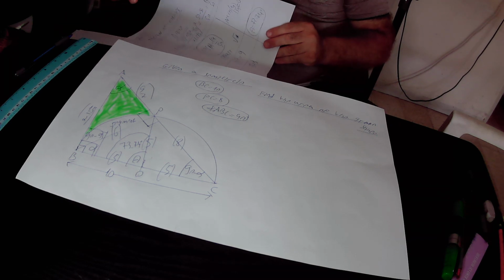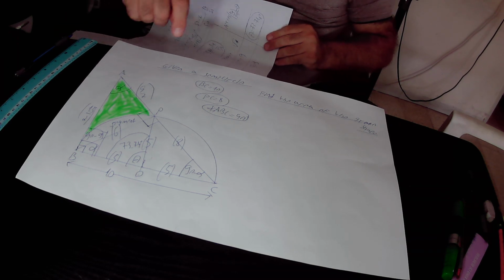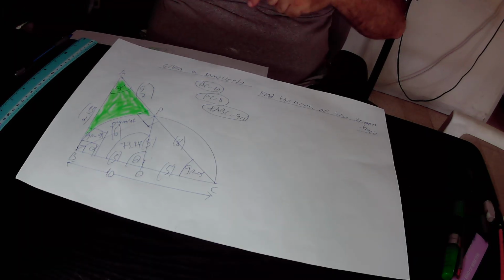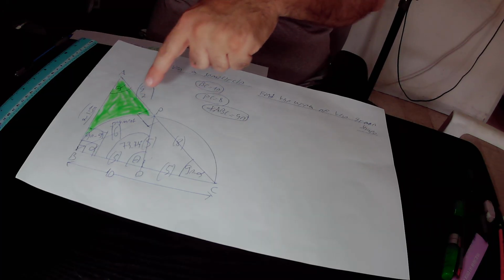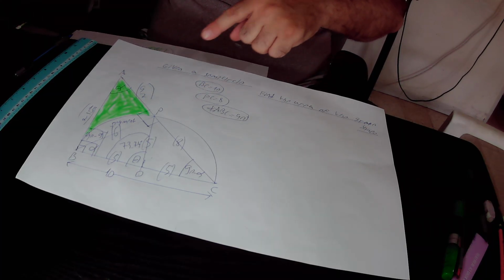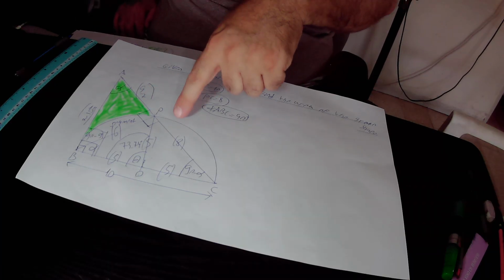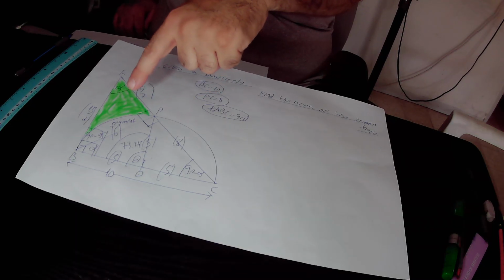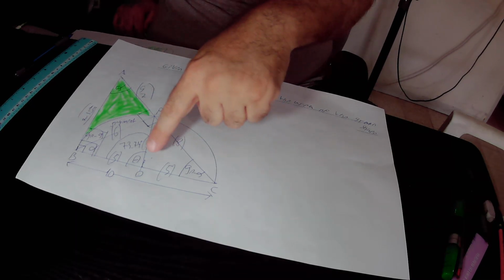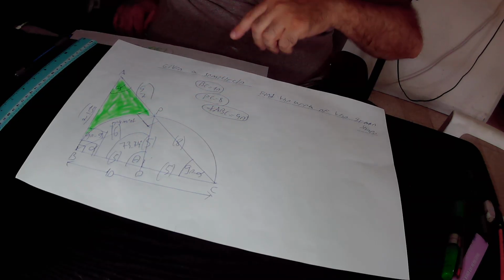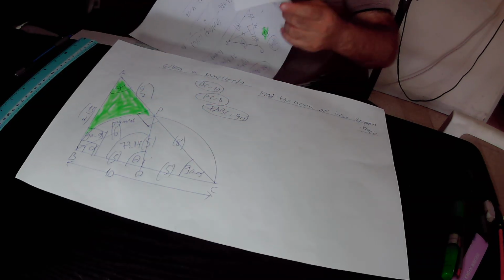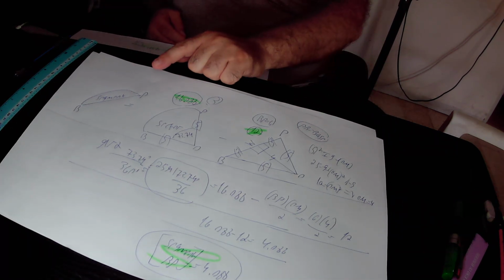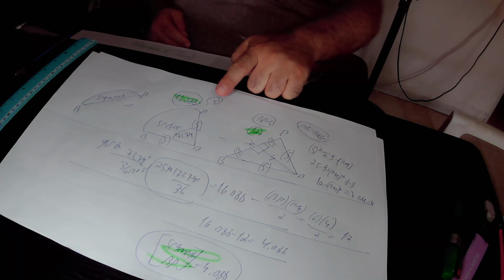Our task is to find the area of this green shape. In order to do that, we have to find, first of all, the area of segment BP. Actually, the area of segment BP equals the area of sector BOP minus the area of triangle BOP. This is segment BP, and its area equals the area of sector BOP minus the area of this triangle POB.